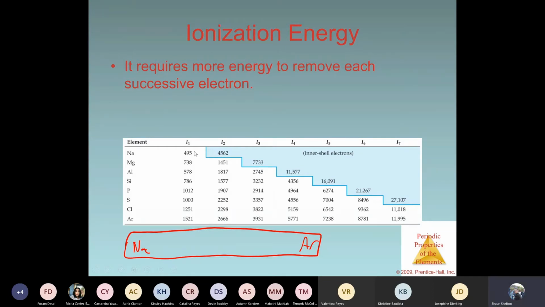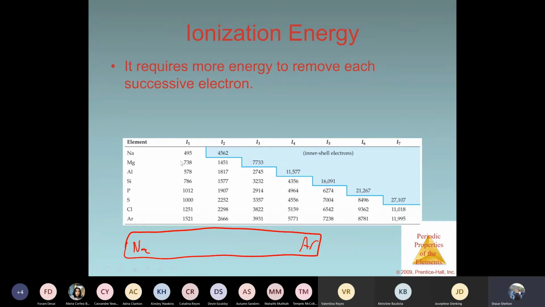And there's a big gap. It goes from 495 to 4,562. So this gap is because you go from a valence electron to a core electron. And as you do that transition, it takes an extremely large amount of energy to remove the core electrons because they're comfortable, they're stable. If something's stable, it's going to be much more challenging to remove it than something like a valence electron.